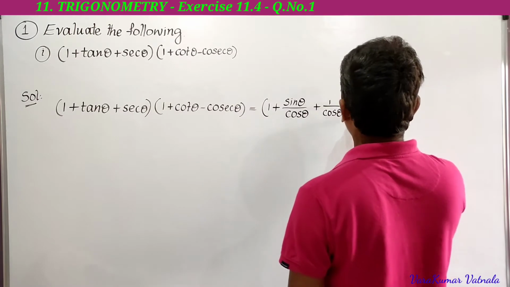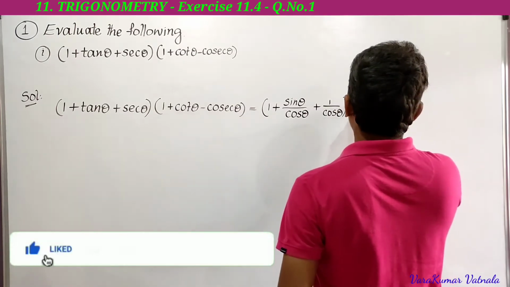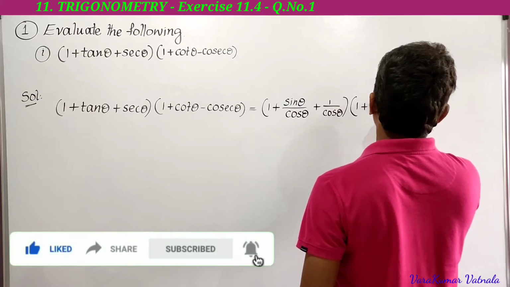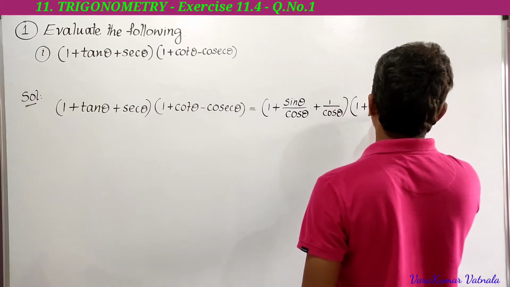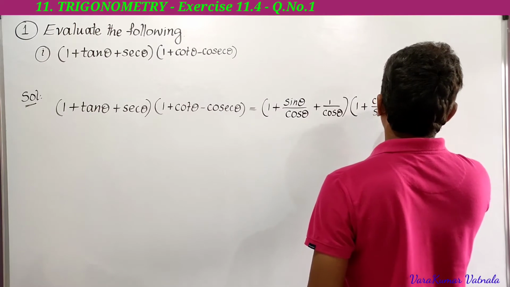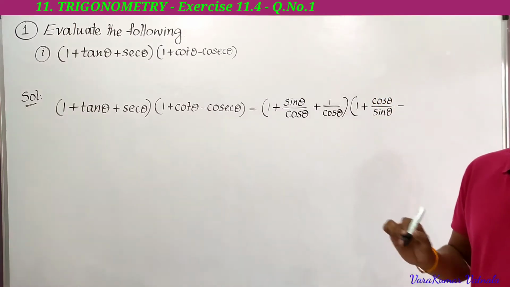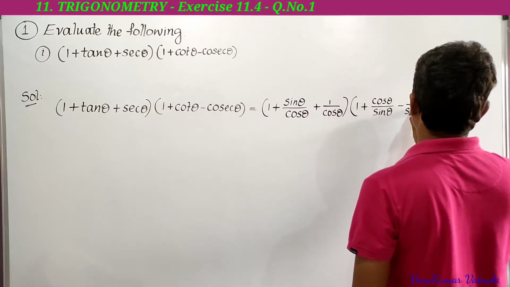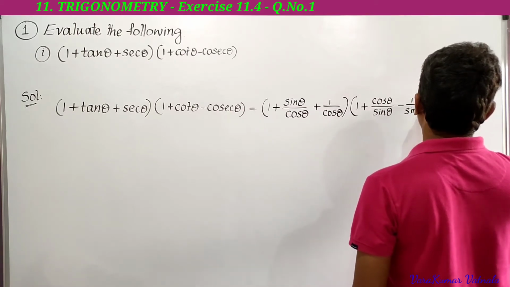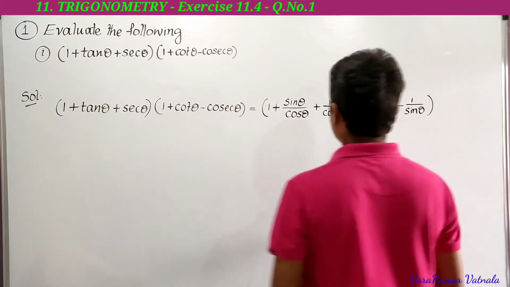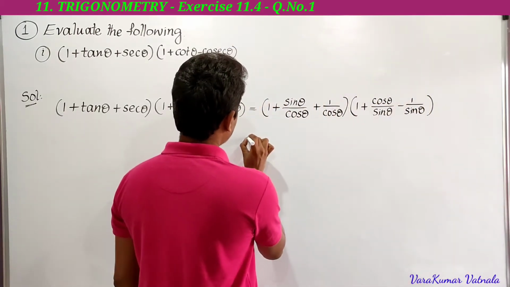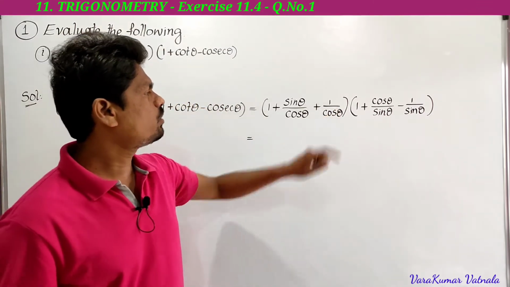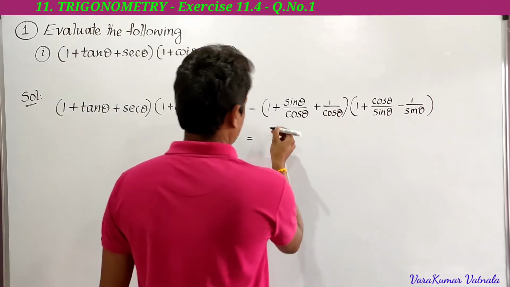In the same way, write 1 plus cot theta. We have cot theta equal to cos theta by sin theta, minus cosec theta, which can be written as 1 by sin theta. Cosec theta and sin theta are also multiplicative inverses. So now find the LCM. Here 1 is there, sin theta by cos theta and 1 by cos theta, so cos theta is the LCM.